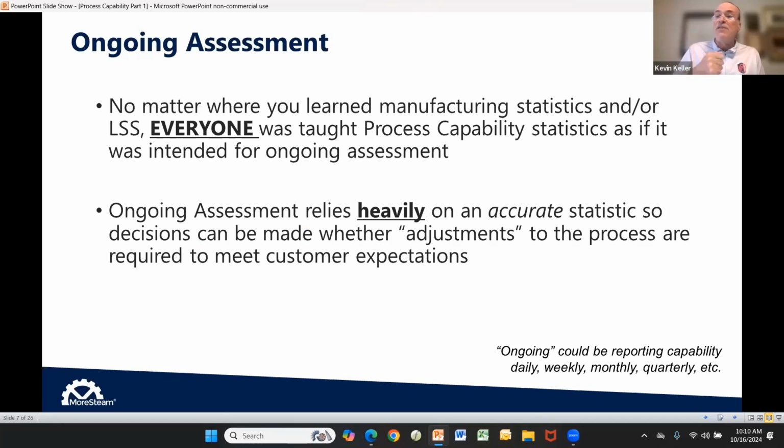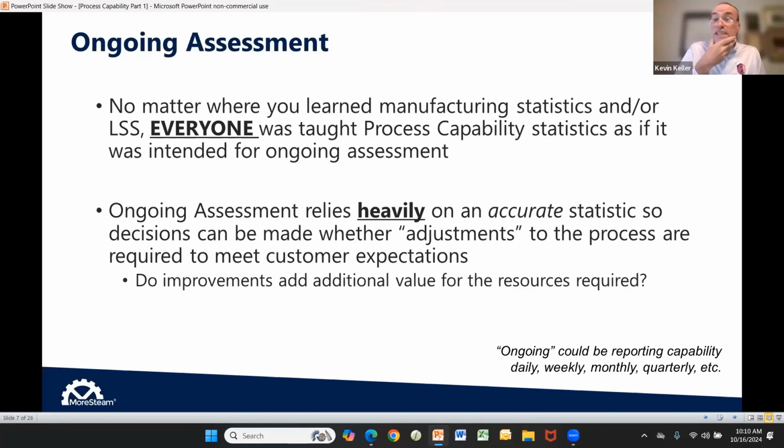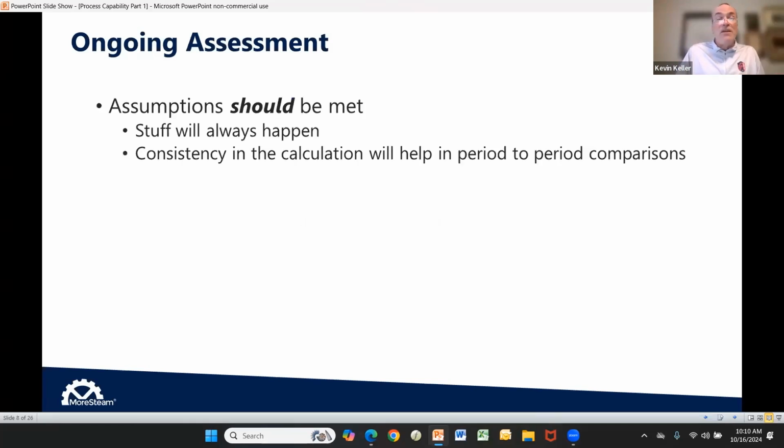So we need to make sure that our assumptions are met, if at all possible, because we're trying to make decisions based upon this assessment. So with that, one thing that we'll ultimately talk about next week is, do improvements to this process capability index add additional value for the resources required? But for now, we're just assessing how are we doing. So the assumptions in bold and italics should be met.